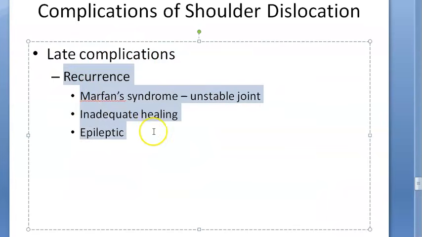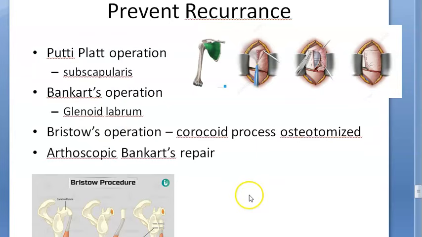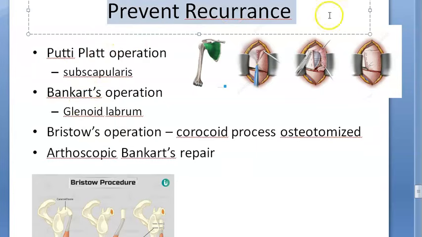Late complications, recurrence, that's all they are talking about. Basically, if it is Marfan's syndrome, they can have instability, they can have recurrence, or inadequate healing if it has happened, or if they are epileptic, we told you there can be posterior dislocations in epilepsy and electric shock. How can you prevent recurrence?